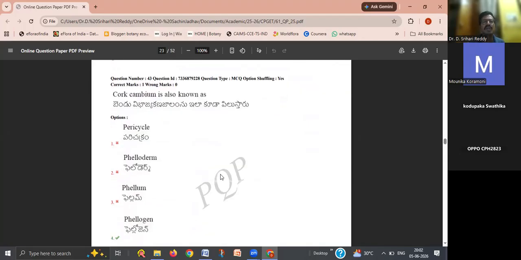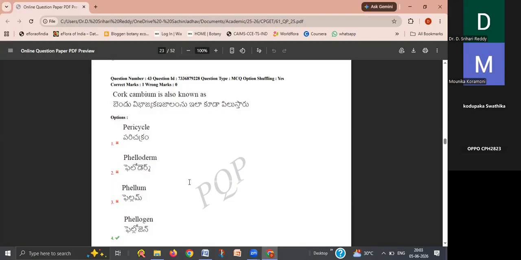And next, cork cambium in the secondary growth. In the secondary growth, we see this one, cork cambium. What is cork cambium? It is a secondary meristem. You know different kinds of meristem depending on the origin: primary meristem, primordial meristem, secondary meristem. So cork cambium is also called phellogen.